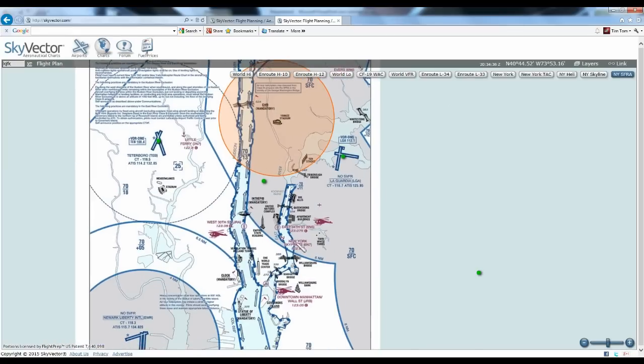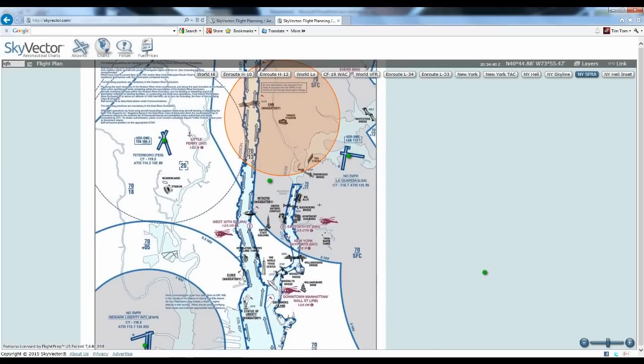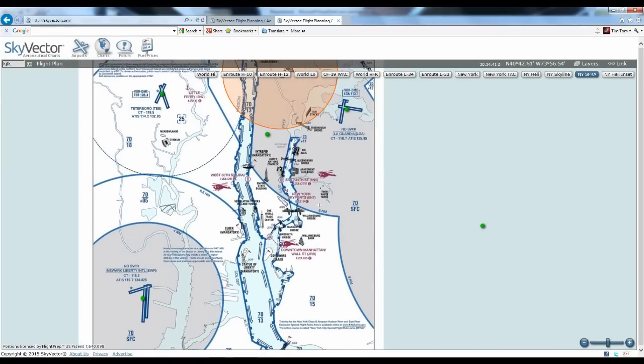New York SFRA, here's another useful one to have. I would have all of these charts, personally, if I was going to be flying in the New York area. I'd just have every chart I could, and I'd be familiar with it. Even if I wasn't using them, I'd definitely look over them before the flight to make sure I had an idea of where everything was going to be.